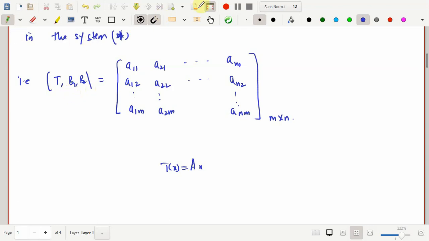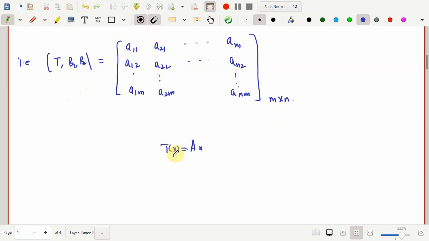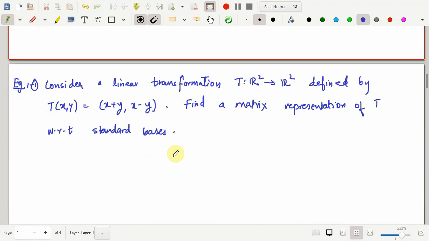Let's look at some examples and see how we construct the matrix representation of the given linear transformation. Consider a linear transformation T from R2 to R2 defined by T of x comma y equals x plus y comma x minus y. Sometimes the question may ask you to prove that this is a linear transformation. So first we have to prove that, and then find a matrix representation of T with respect to its standard basis, that is, the standard basis of the domain as well as the codomain.